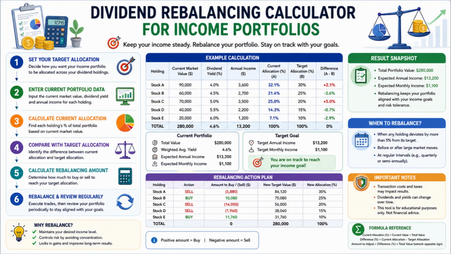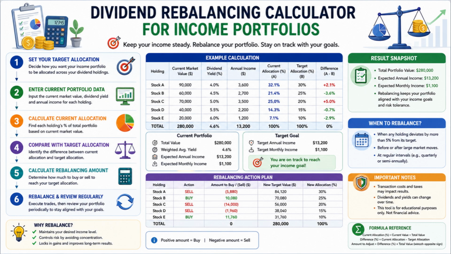Next, enter your current portfolio data. This includes the current market value of each holding, the dividend yield, and the expected annual income. In this example, the total portfolio value is $280,000, with an expected annual dividend income of $13,200.